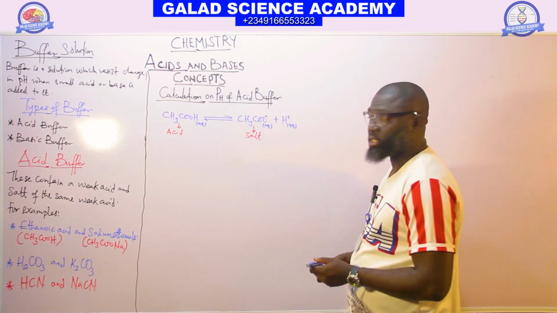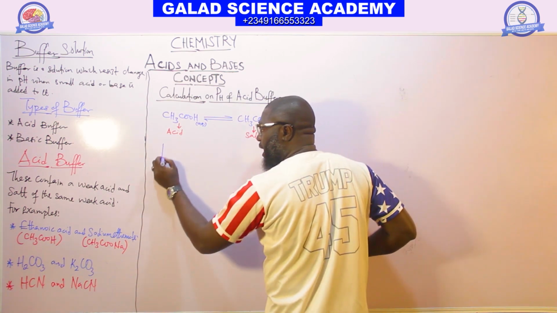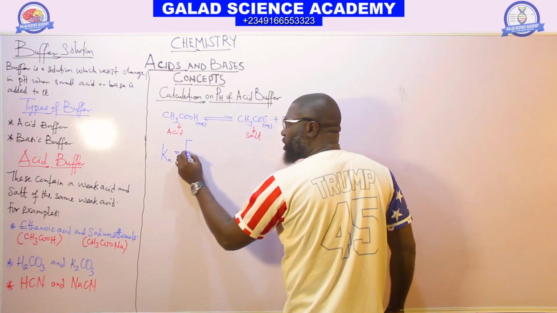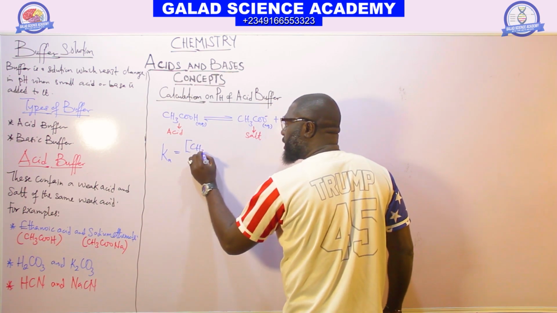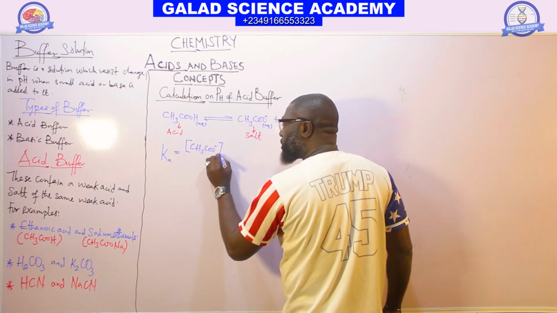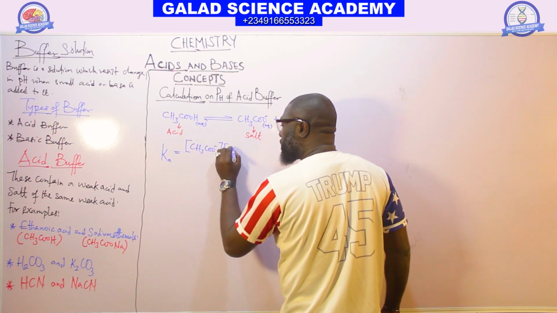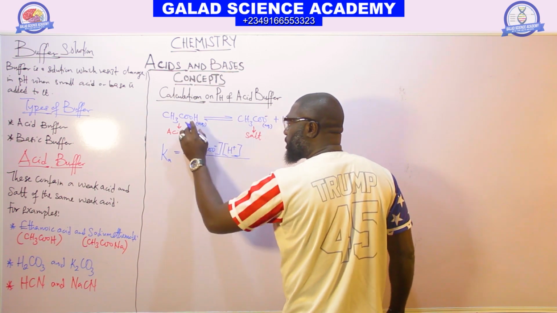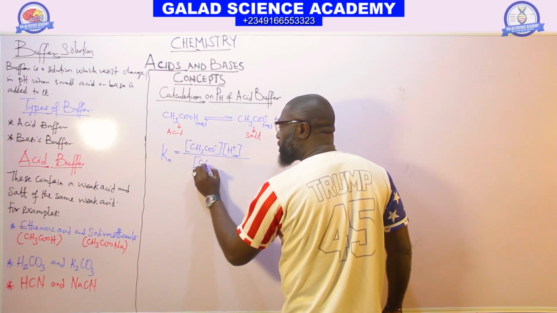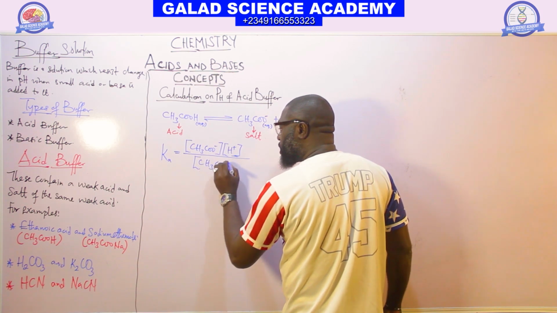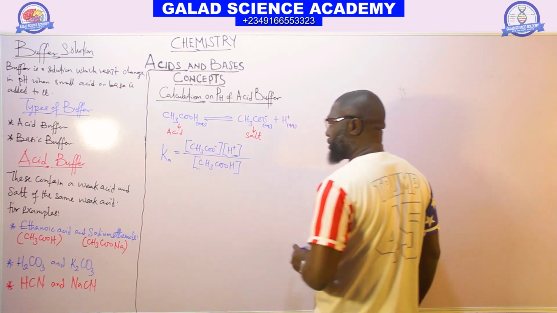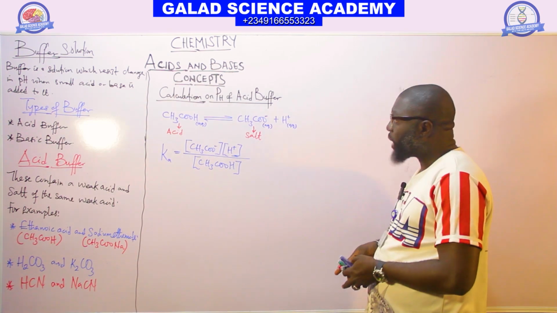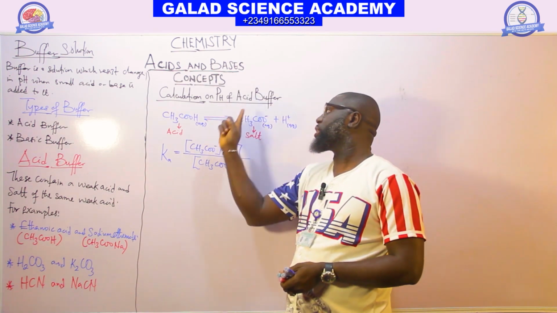So from this expression, let us write out the equilibrium constant. So the Ka, the equilibrium constant for this reaction, will be the concentration of CH3COO minus and the concentration of H plus, everything over the concentration of the reactant, which is CH3COOH. So from this expression, we are looking for the pH of the acidic buffer.